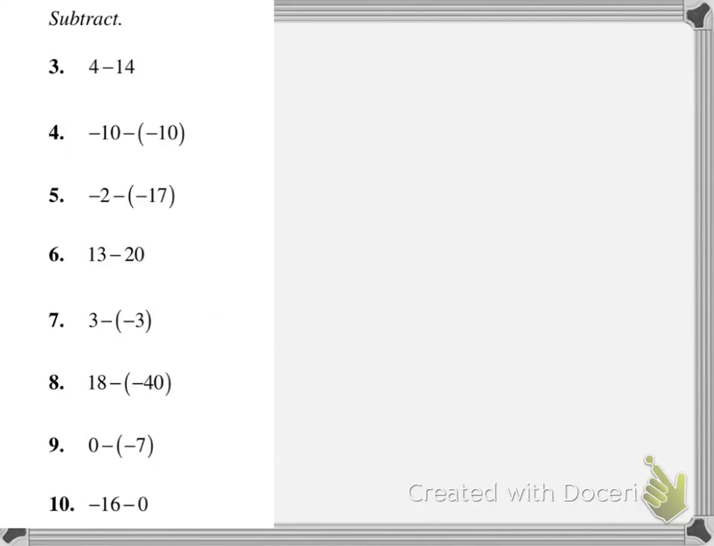So let's look at some samples. 4 minus 14 would be the same thing as 4 plus negative 14. Signs are different. Subtract, keep the sign of the larger. So 4 and 14, when you subtract that, you're going to get 10. And which number has the larger absolute value? Well, that would be the negative 14. So we'll say that the answer is also negative, because we keep the sign of the larger absolute value.